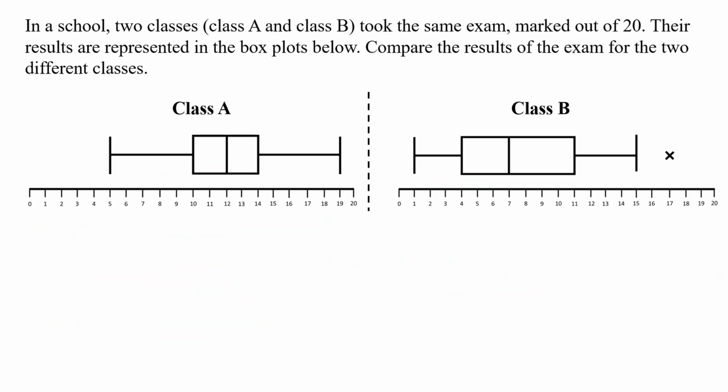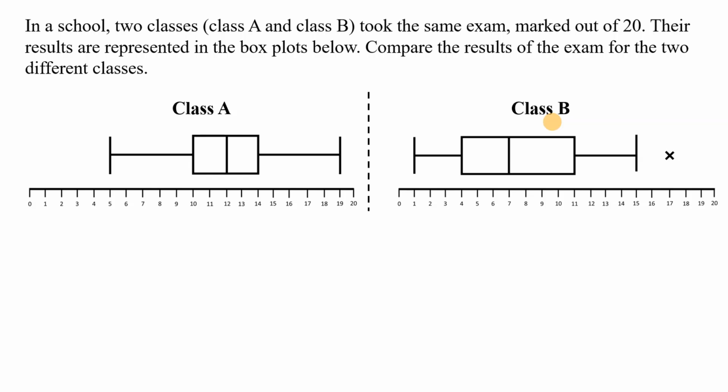Okay, so they could ask a question like this in the form of box plots. So here's an example of this where we're told in a school, two classes, Class A and Class B, took the same exam marked out of 20, and their results are represented in the box plots below. And we need to compare the results of the exams for the two different classes, okay? And we're given the box plots here. Now, we did a video on box plots in this chapter already, so go back to that if you need a reminder. Remember, they show the median and the quartile.